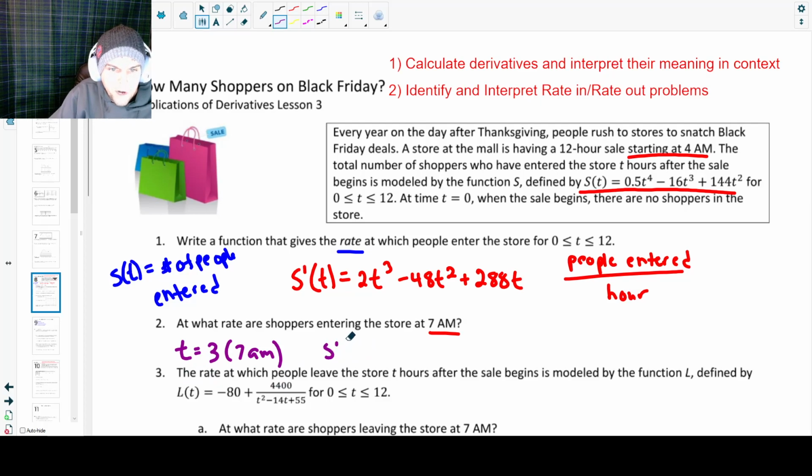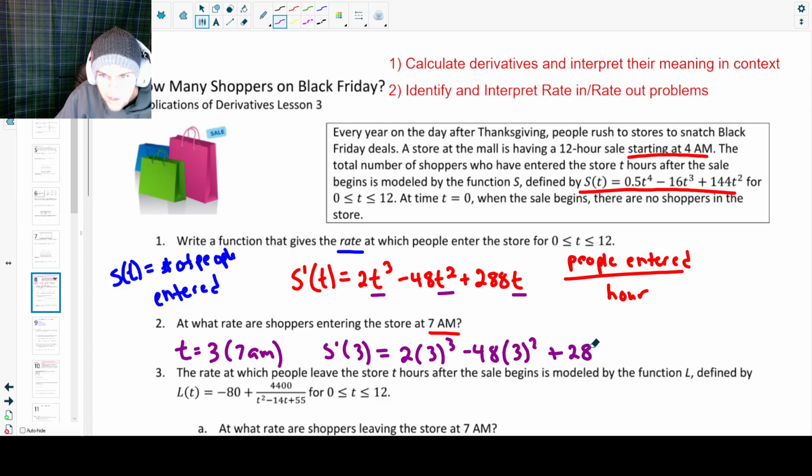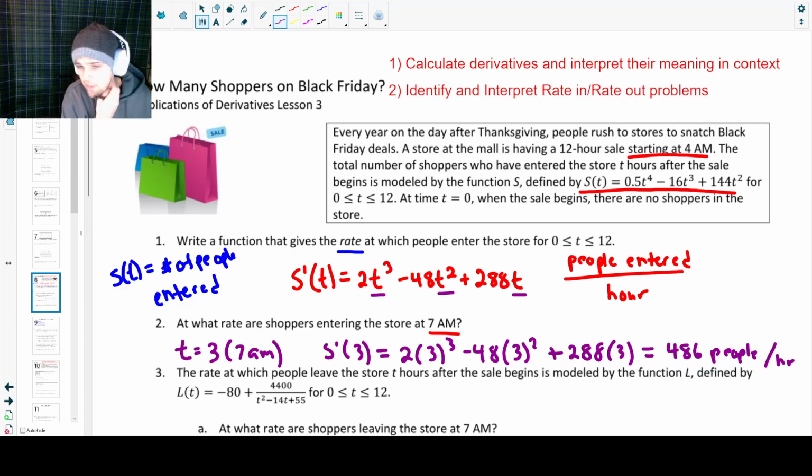So S prime of 3 is going to be calculated here by replacing all of these t's with a 3. So I'll go ahead and write that out. That's 2 times 3 to the third minus 48 times 3 squared plus 288 times 3. Again, I'm going to go ahead and do this calculation. I'm not going to show what I'm doing here. You can just plug that in a calculator or Desmos or something. We get 486 people per hour. Again, this is people entering in this situation. So at 7 a.m., we have 486 people entering per hour.